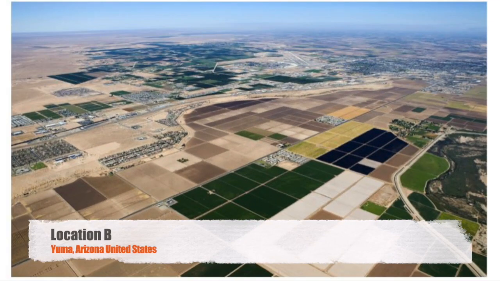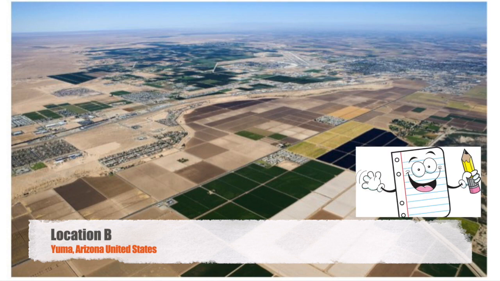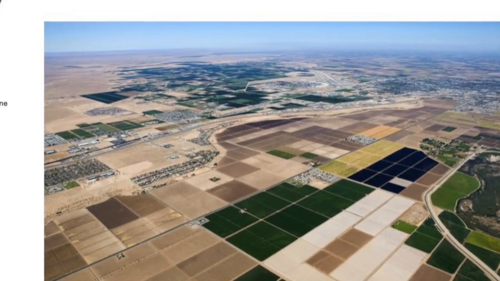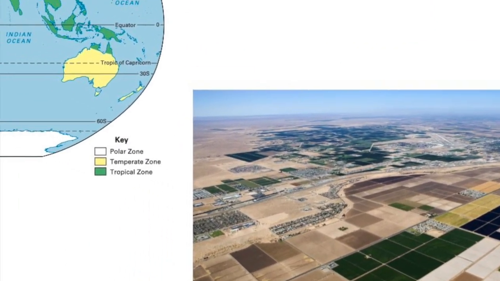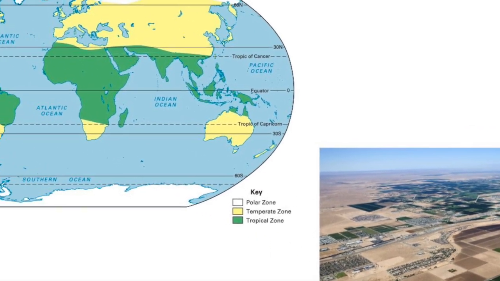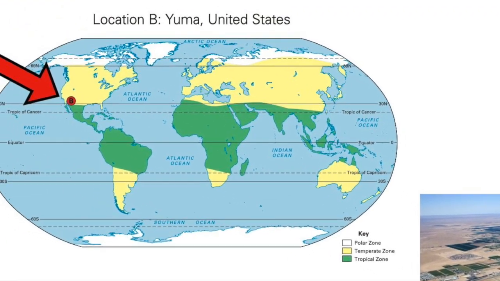We are landing at location B, Yuma, Arizona, in the United States. Whenever you see my little notepaper friend pop up on the screen, pause the video and write in your notes. Yuma is a city in Arizona. It is near the southwestern border of the state. Most of Arizona is a desert.